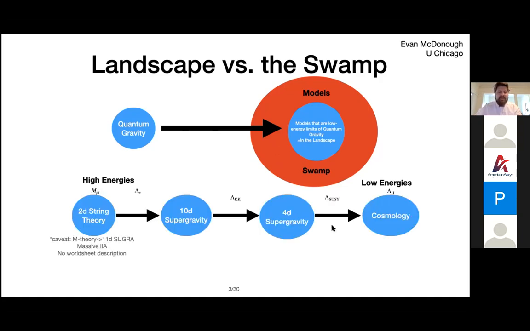In the context of this hierarchy of energy scales going to different effective field theories, we know that in the deep UV, at least in string theory, we have this two-dimensional worldsheet theory. As I flow down to lower energies below the string scale, the theory is well approximated by 10D supergravity. Below the KK scale, where I compactify the extra dimensions, I get some 4D supergravity theory. Below the SUSY breaking scale, I just get some particle physics model of cosmology.